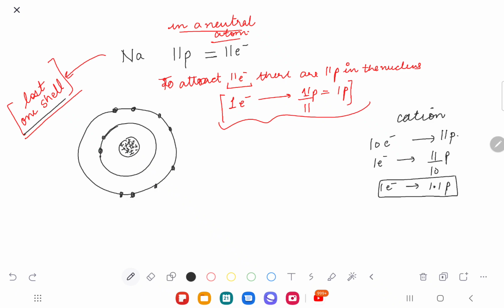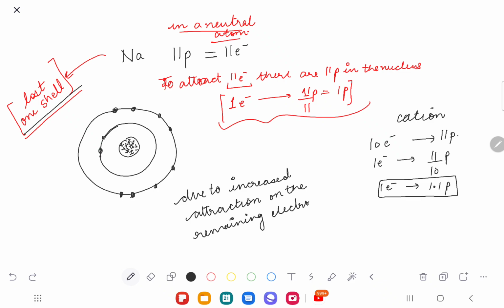One, due to the loss of the shell, and secondly, due to increased attraction on the remaining electrons, right, Mark? Are you understanding my point? Due to the increased attraction of the nucleus on the remaining electrons, right or not, Mark?